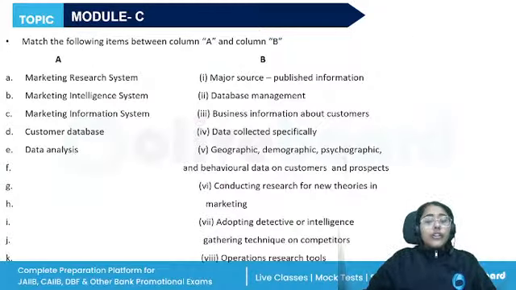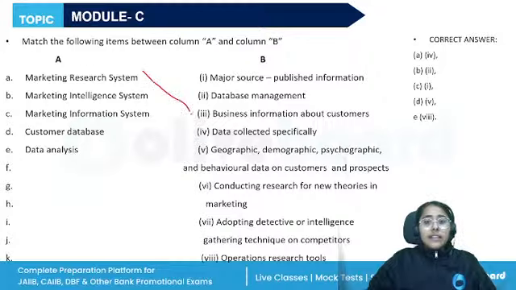Next, now you need to match the following items between column A and column B, right? So we have in column A marketing research system, marketing intelligence system, marketing information system, customer database and data analysis. We need to match it with the items given in column B. So the marketing research system, the data is collected specifically for a particular reason. We are conducting a research for a particular purpose.